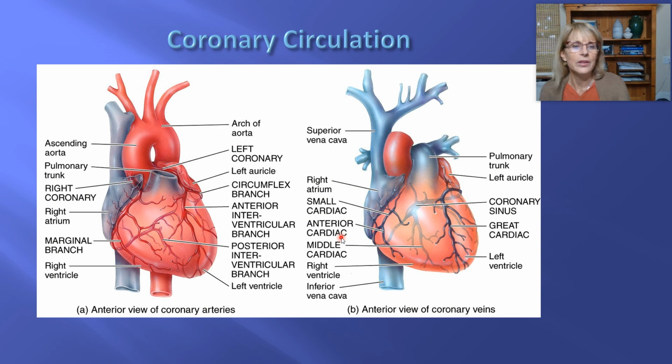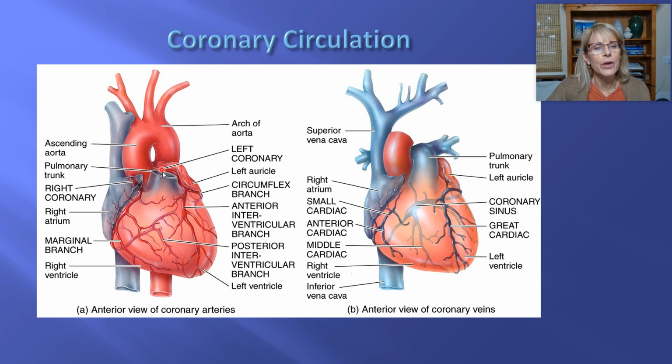Let's have a look. Now, for reasons that I don't know, we usually call the arteries of the heart coronary and the veins of the heart cardiac. Anatomy people, I don't know. But the arteries are called coronary and the veins are called cardiac.